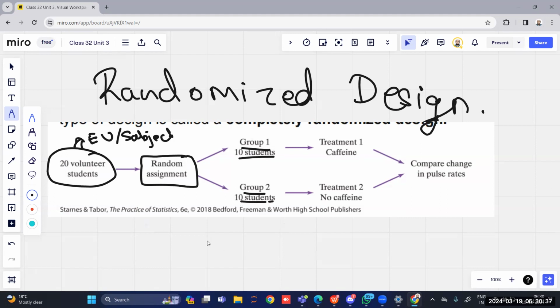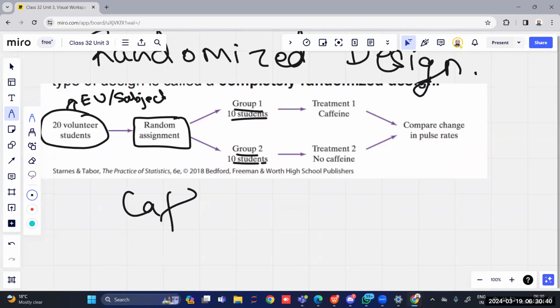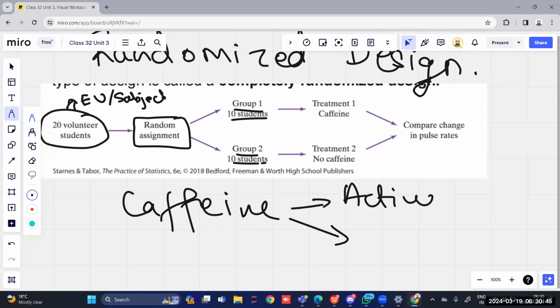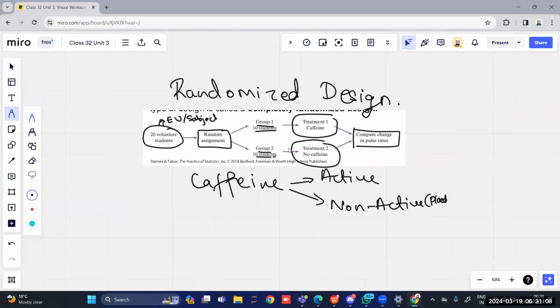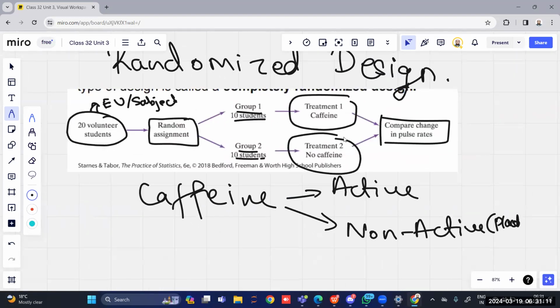Okay, now what are we doing? It is a caffeine treatment. One group will have an active ingredient and one will have a non-active ingredient. The group which has the non-active ingredient is called the placebo. Correct? So it is caffeine and non-caffeine. Then we compare the change in pulse rate. So we have made two groups, given two treatments to the two groups, and then we compare the changes between these two. What we have used for assigning everything is random assignment, so it is known as a randomized design.